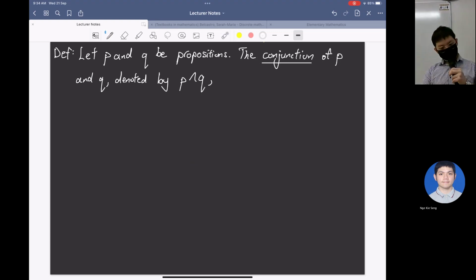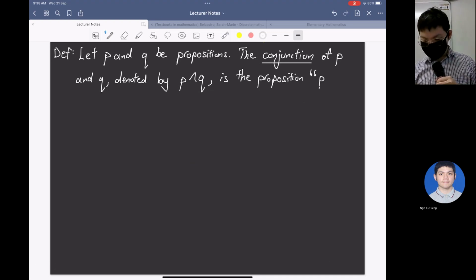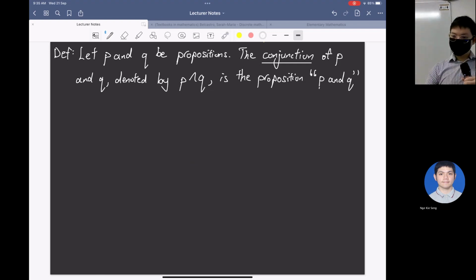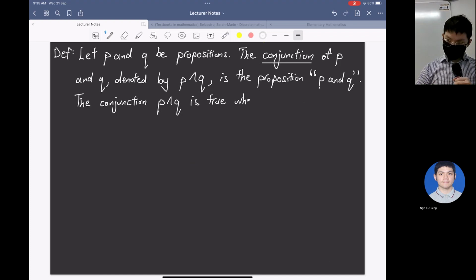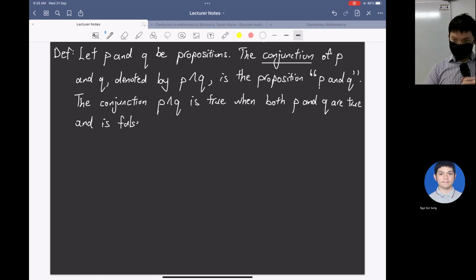What is the conjunction of P and Q? First of all, it is a proposition, so I can say it is true or false. The proposition is "P and Q". When is it true? This is my definition: the conjunction P ∧ Q, or P and Q, is true only when both P and Q are true, and is false otherwise.